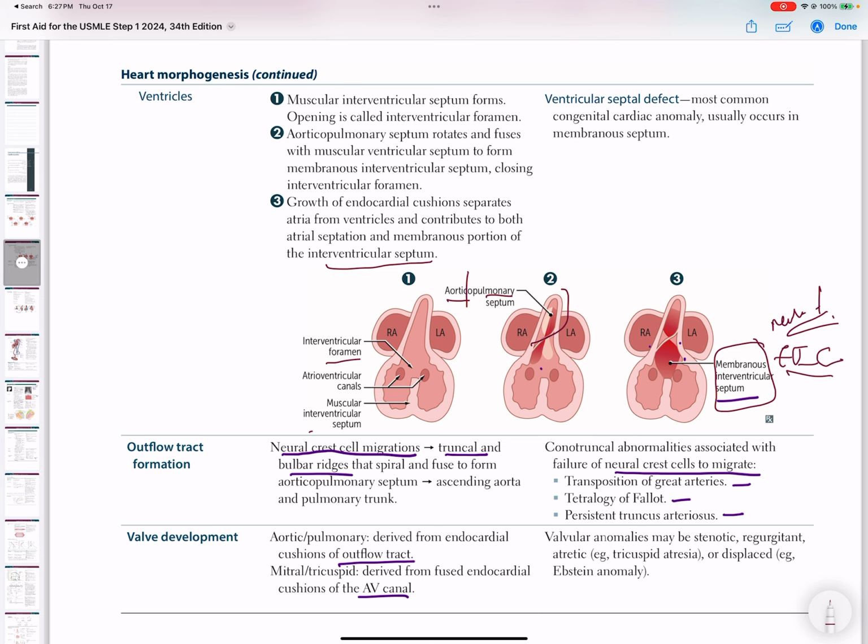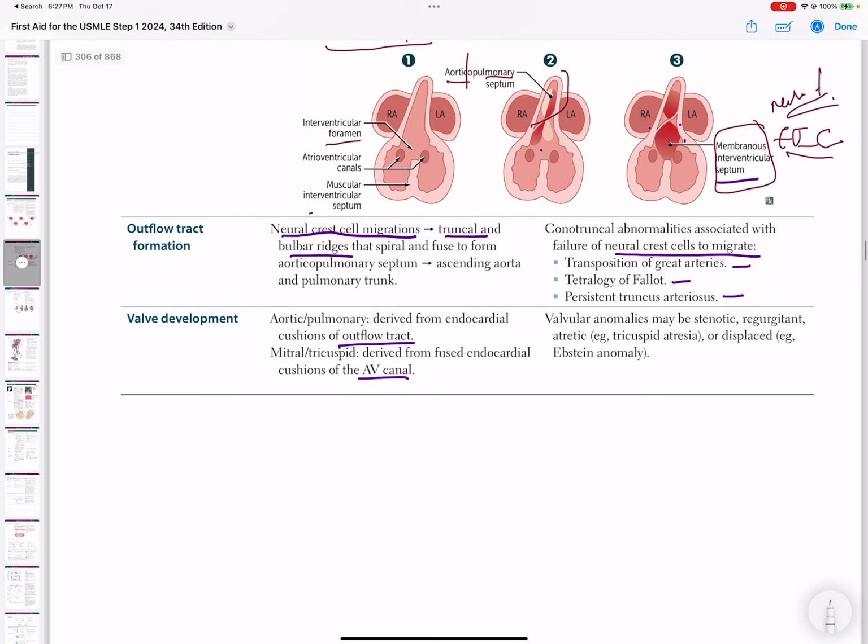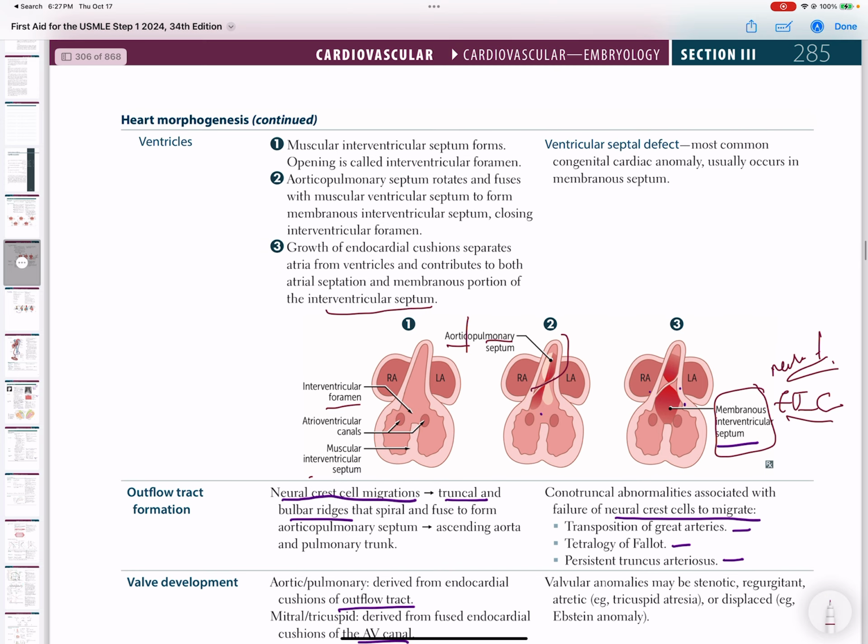Now, ventricular septal defect. This is the most common congenital cardiac anomaly, usually occurring in the membranous septum. VSD is in the membranous septum.